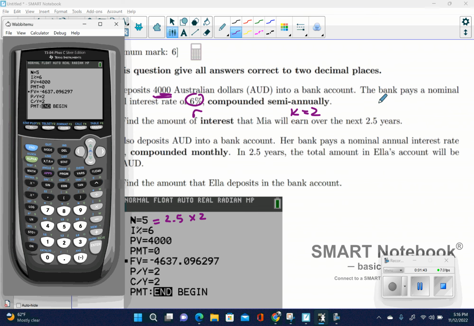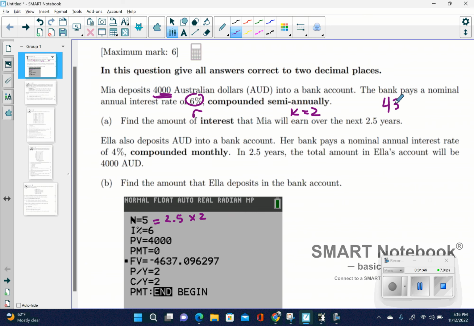So fine, this is going to be 4,637.10. And if you look at the question, it says to us, what is the interest? Find the amount of interest, right? So 4,637.10, we have to subtract the original 4,000 that she deposited in. So that leaves us with $637.10. This is Australian dollars. So that's the amount of interest that she is going to be given. I'll put AUD because Australian dollars.